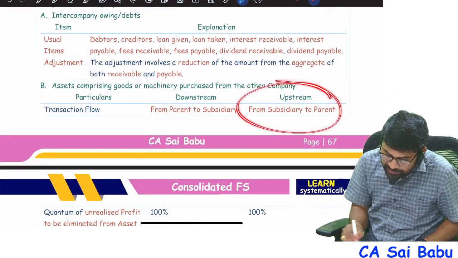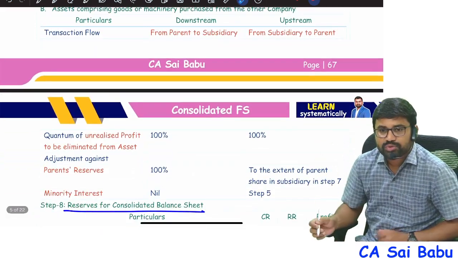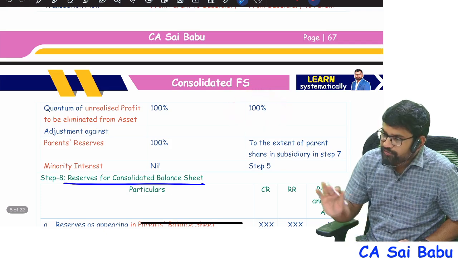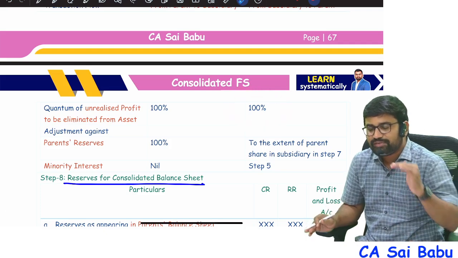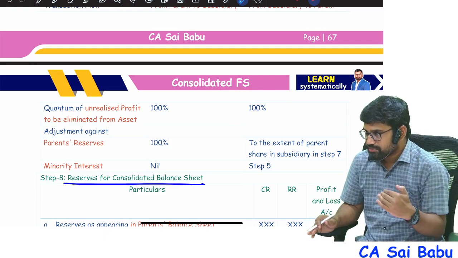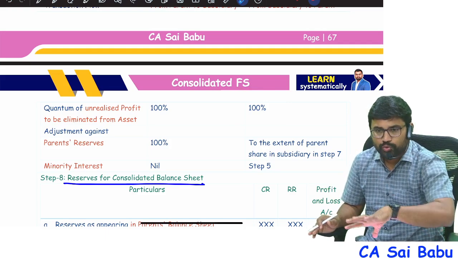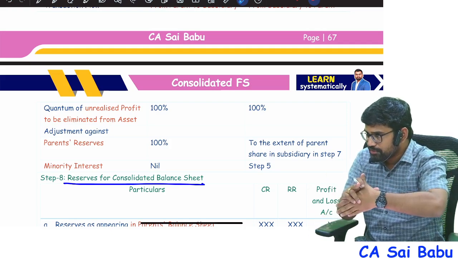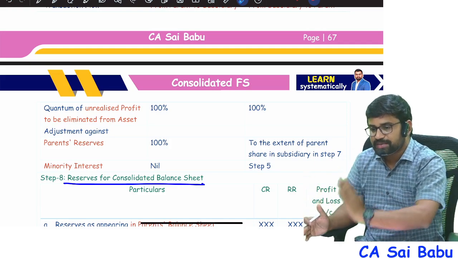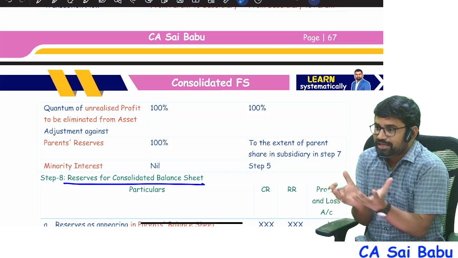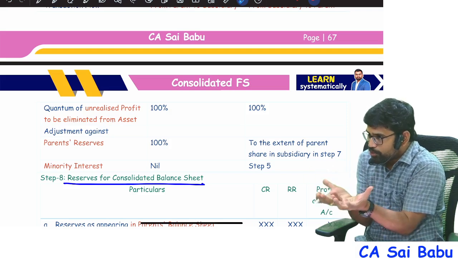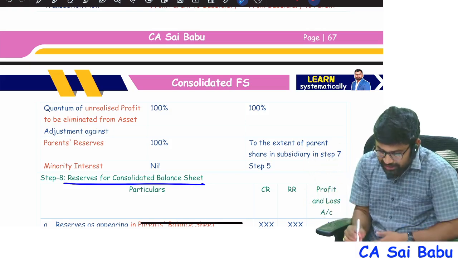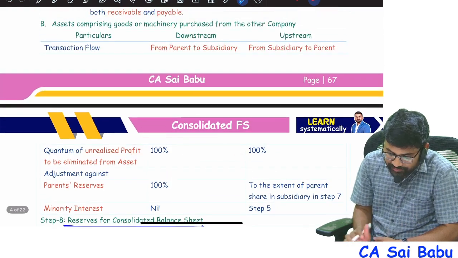And see, if it is upstream, upstream means subsidiary company sold goods to parent. From the inventory, total unrealized profit will be eliminated. Always inventory will be brought to cost, whoever sold goods to whom, because you are preparing consolidated financial statements from group point of view. Whether parent sold goods to subsidiary or subsidiary sold to parent, it doesn't matter in respect of stock. It is the group asset, right? Therefore, in that inventory, whatever the profit is there, you need to eliminate. That's why 100% profit is eliminated, whether it is downstream or upstream.